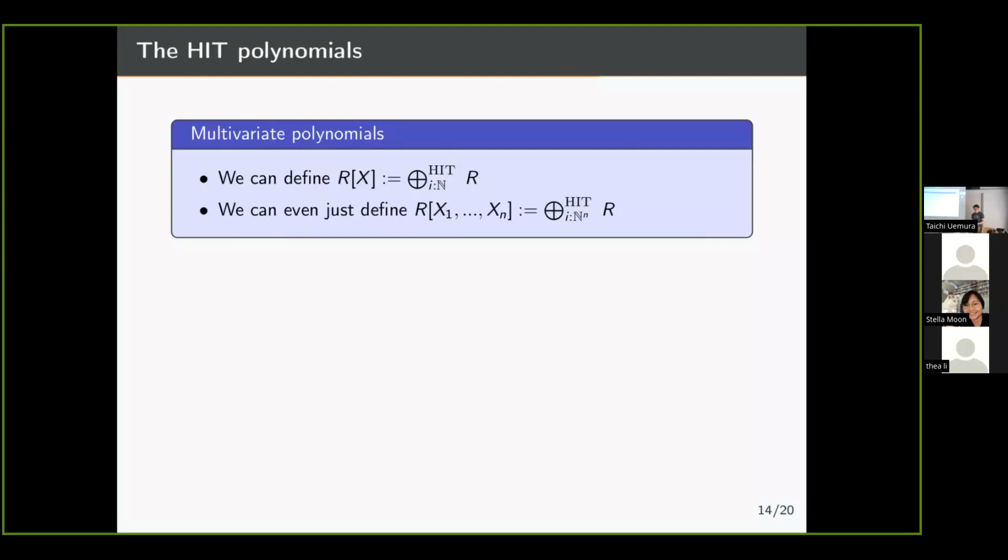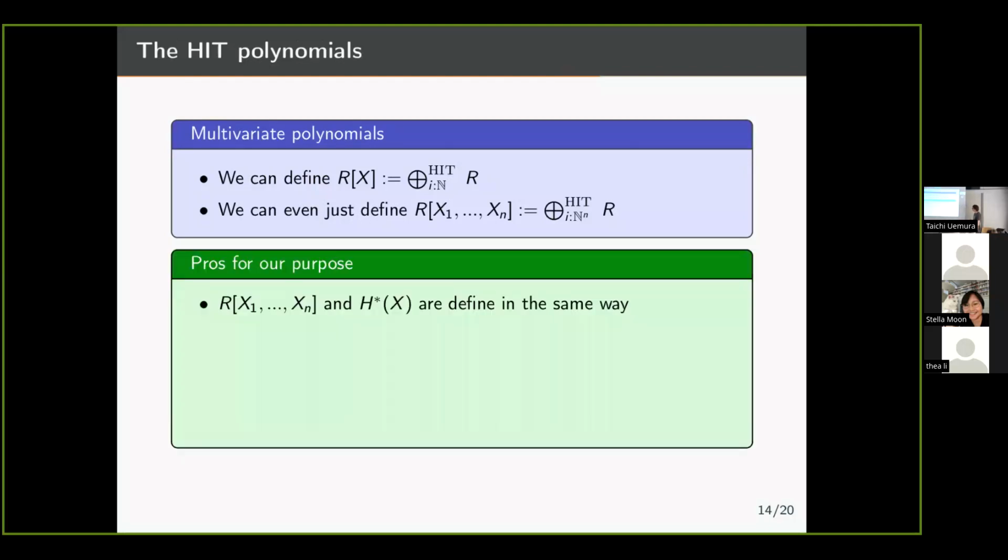And we can do even better. We can define multivariate polynomial rings this way. We can just say it's a constant ring over the index N to the power n, which gives us n variables. And this is really crucial for our purpose, because now the polynomials and the cohomology ring are defined in the same way. So when you formalize, you won't have to change data structures. You won't have to switch from, like, a list to anything else that would be tens of lines of code. Now everything is going to be really straightforward.